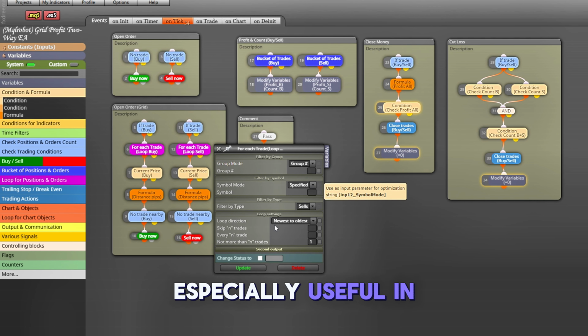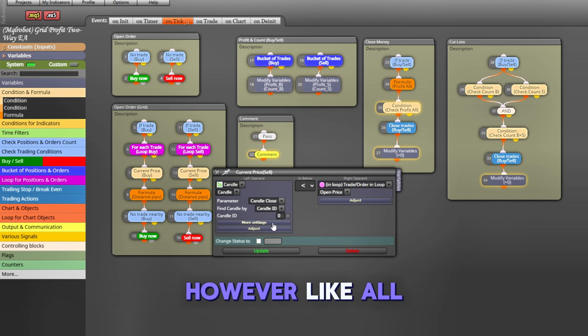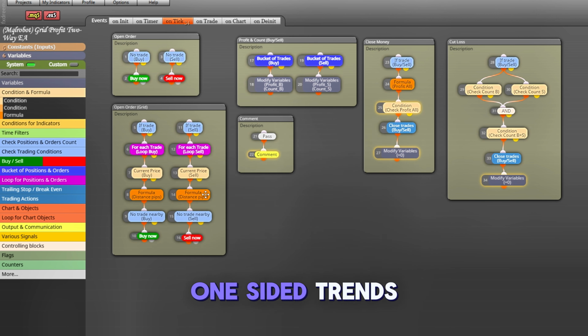This EA is especially useful in range-bound markets where price frequently oscillates. However, like all grid strategies, it carries significant risk in strong one-sided trends.